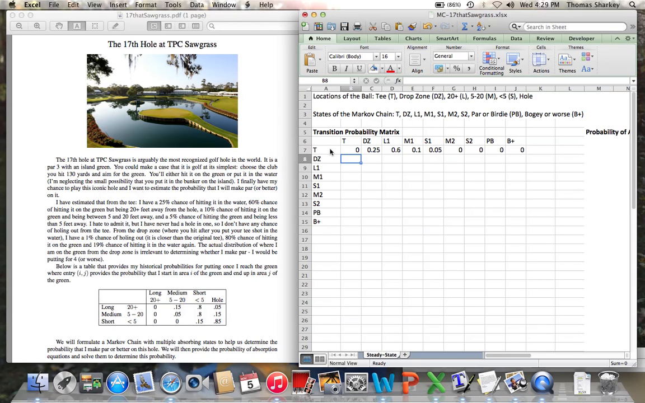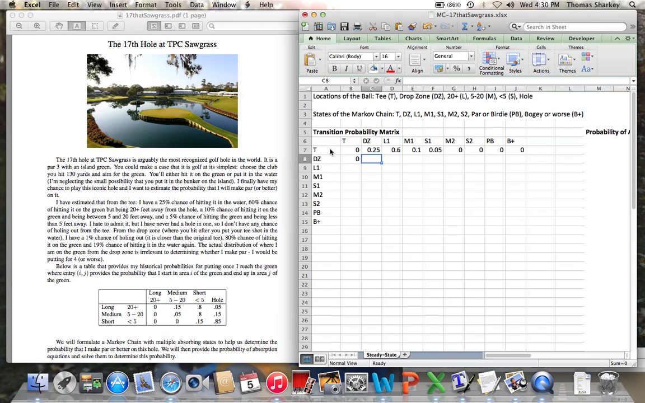Now the drop zone is kind of interesting because from the rules of golf, you hit the ball in the water, you take a penalty stroke, and then you drop the ball, so you're actually hitting your 3rd shot from the drop zone. That basically means if I don't hole out from the drop zone, I'm going to make bogey or worse. So we have a 0 transition probability to the tee.